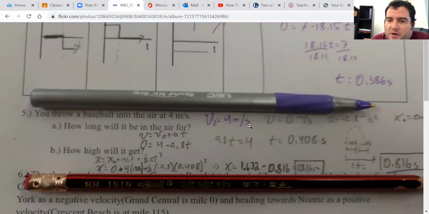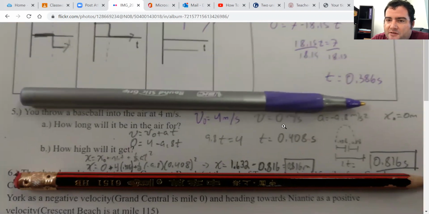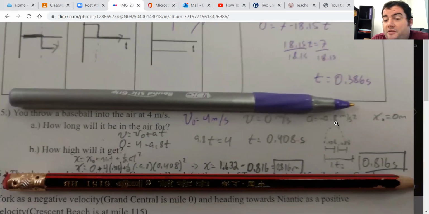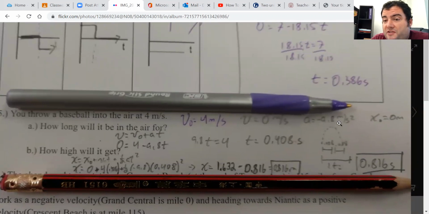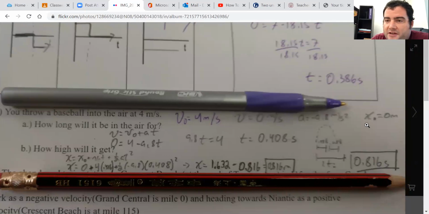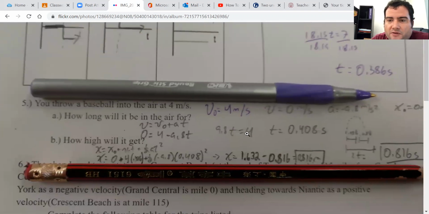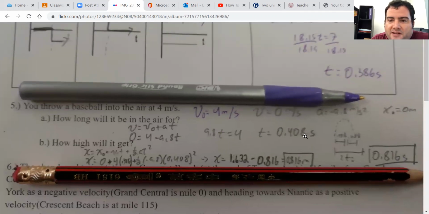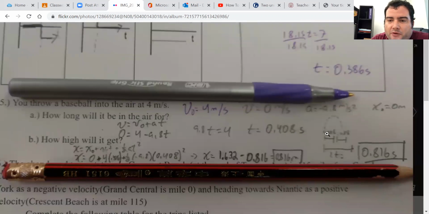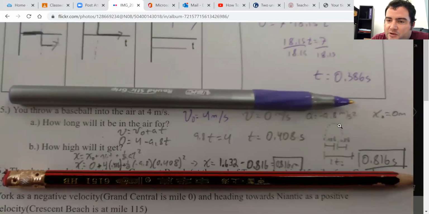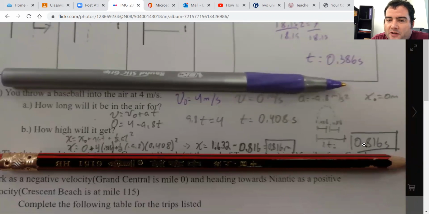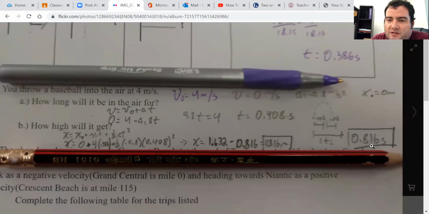But I know if I throw a ball straight up, eventually it's going to get to the peak of its flight, and it's going to have a velocity of 0. I also know that gravity is going to be the force that's accelerating it, so an acceleration of minus 9.8. And again, X0 is always 0 unless you're told otherwise. So that gives me enough to use the first equation to solve for time. Since that's the time it would take to go up, 0.408 seconds, it's going to take that much to go back down too. So my overall answer is 0.816 seconds.